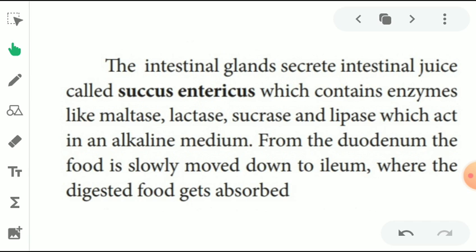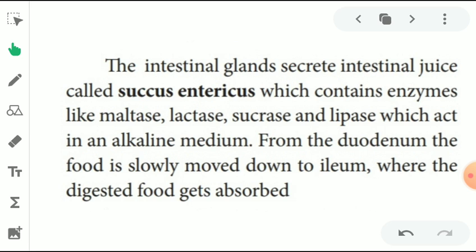Next, intestinal glands secrete intestinal juice called succus entericus, which contains enzymes like maltase, lactase, sucrase and lipase, which act in an alkaline medium. From the duodenum, the food is slowly moved to the ileum, where the digested food gets absorbed. In the small intestine, the ileum is the lowest part. It absorbs the digested food.